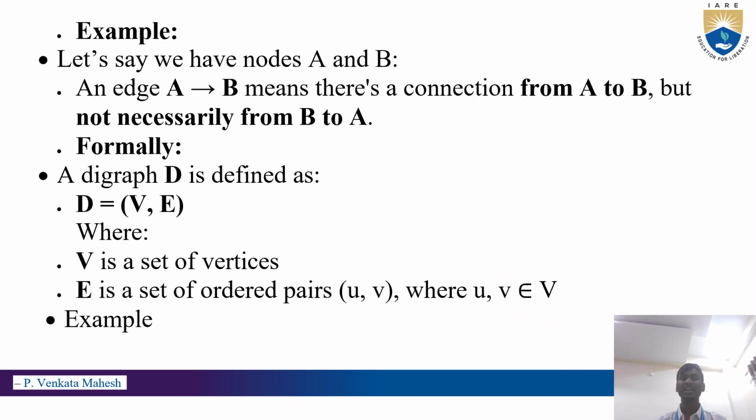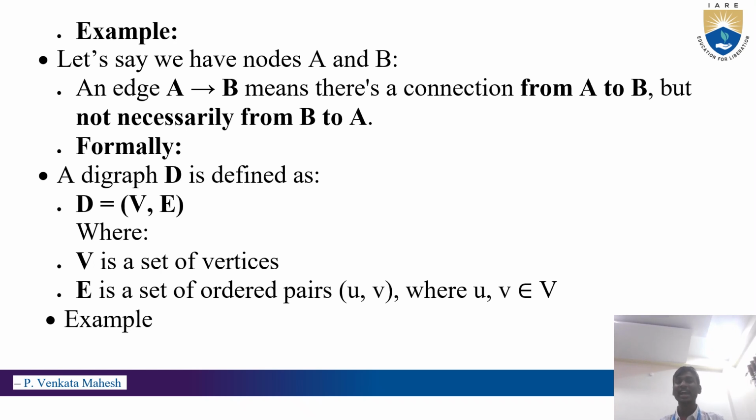Let me give you an example of a directed graph. Let's say we have a graph with nodes A and B and an edge A arrow to B. That shows that there is a connection from A to B but not B to A. Whenever there is just a hyphen, we can assume that it is from A to B or B to A. But when a particular direction is given, we have to think of it as from A to B. If it is given from B to A, then we have to consider it from B to A.